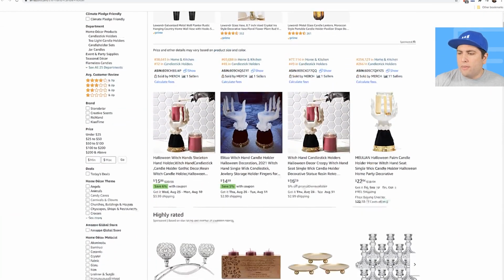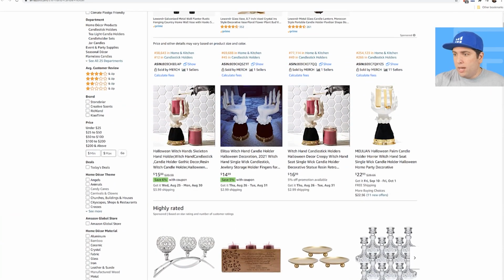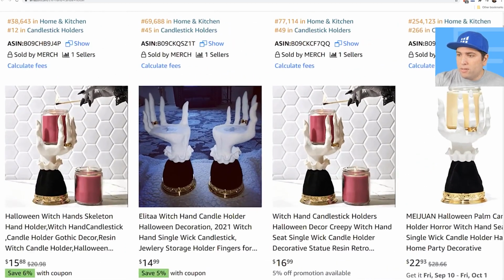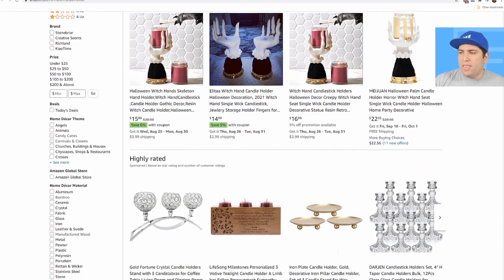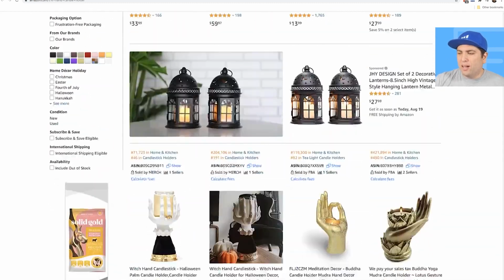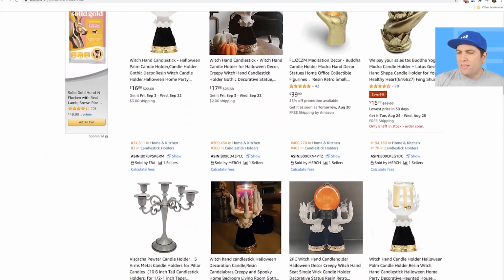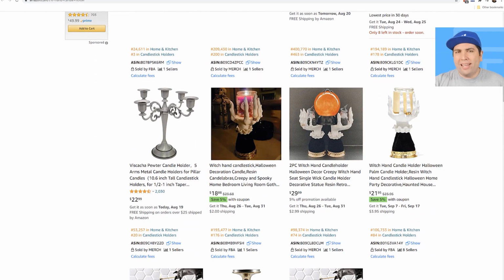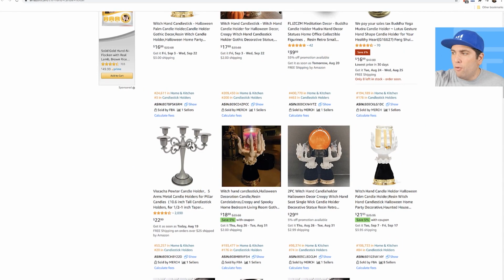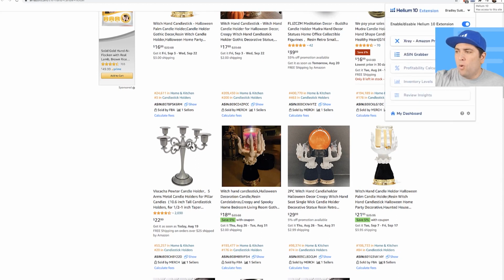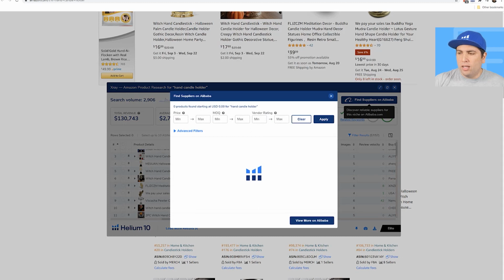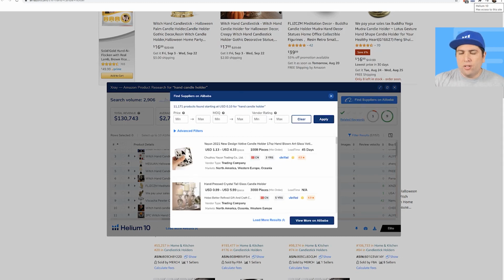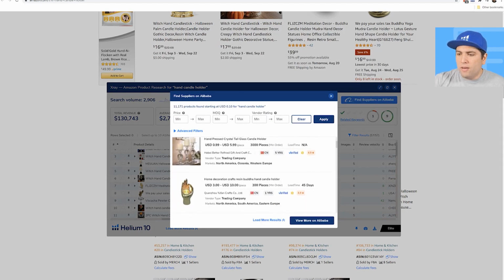I see a lot of images here that are not TOS compliant. You can see that there are not white backgrounds in these, but it's just absolutely crazy to me that there are 0 reviews on a lot of these products here. Very interesting. All right. Again, I'm not saying guys go out there and source this, but if I did, what would the process be? Well, right here in X-ray, what I would do is hit find suppliers on Alibaba, and then this is actually going to go look on Alibaba.com to see if there are any products.